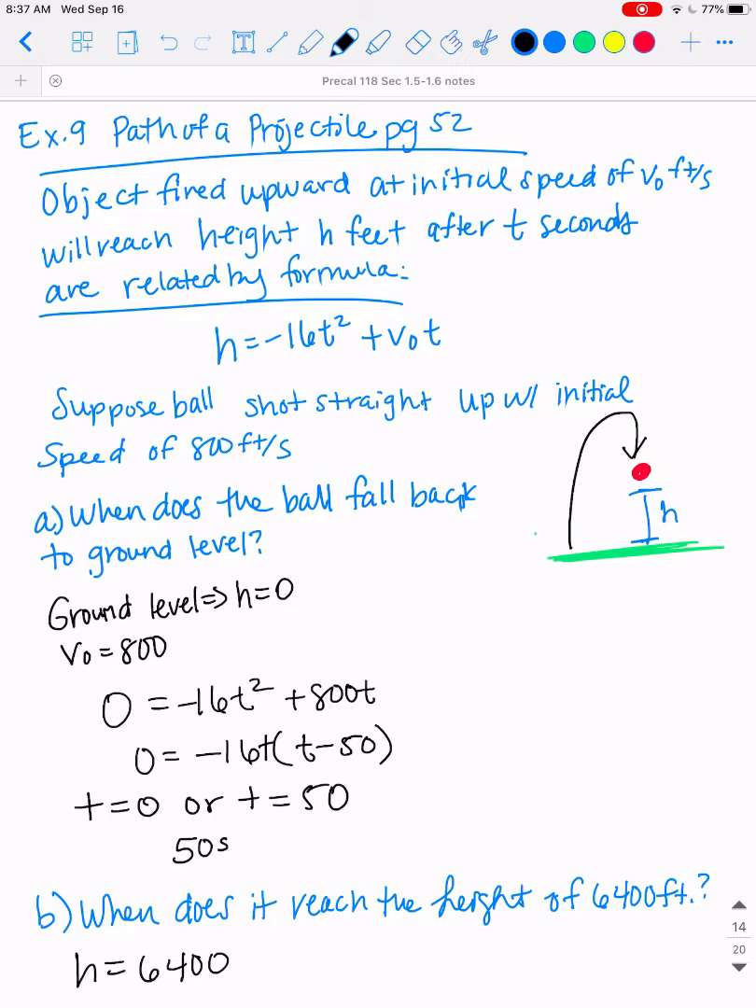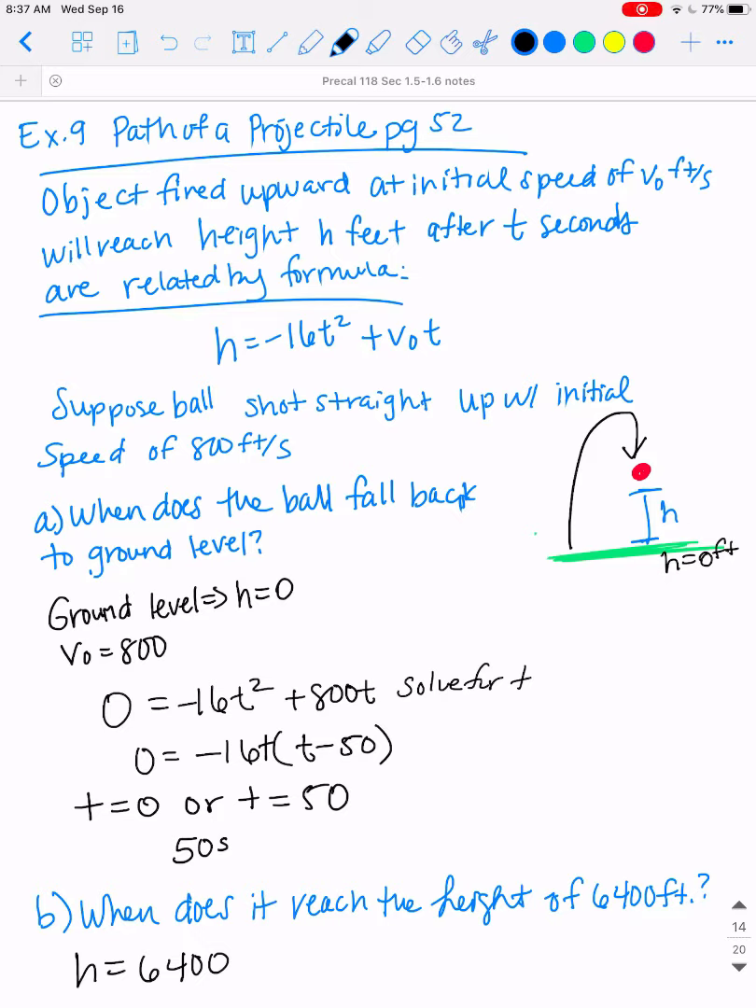So suppose the ball is shot straight up with an initial speed of 800 feet per second, which I know is a lot. Our first question is, when does the ball fall back to ground level? Our ground level is represented by h equals 0 because we have no height here. And our v0, we know from the given, is 800, so that's our initial speed. So we plug those into the formula: 0 equals negative 16t squared plus 800t. And then we're going to solve for t.